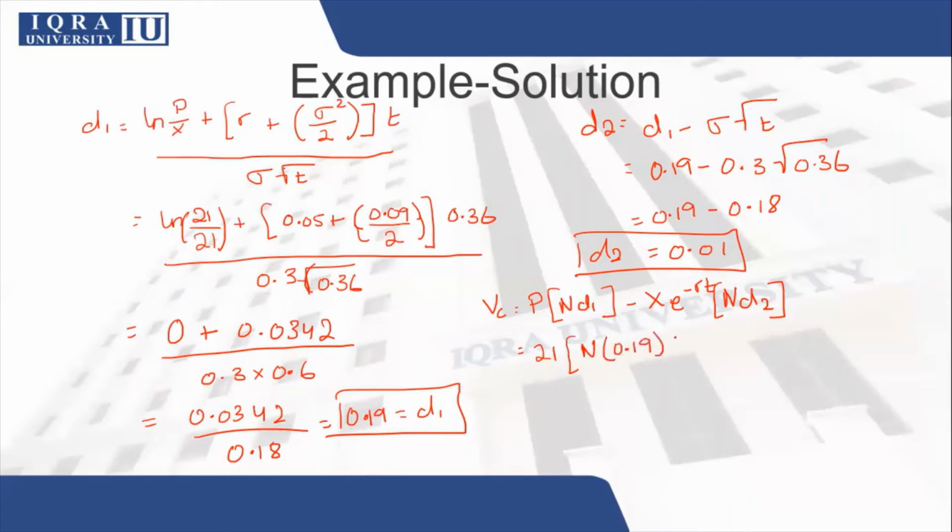Now for this value you need N of D1, which was 0.19. You need to look this up in a table. I'll show you the table. Over here you have the exercise price, which was also 21, times e to the power of minus 0.05, which is R, multiplied by 0.36, which is T, and then you have N of D2, which is 0.01. Now I'm going to take you to the table and we're going to look up these values.